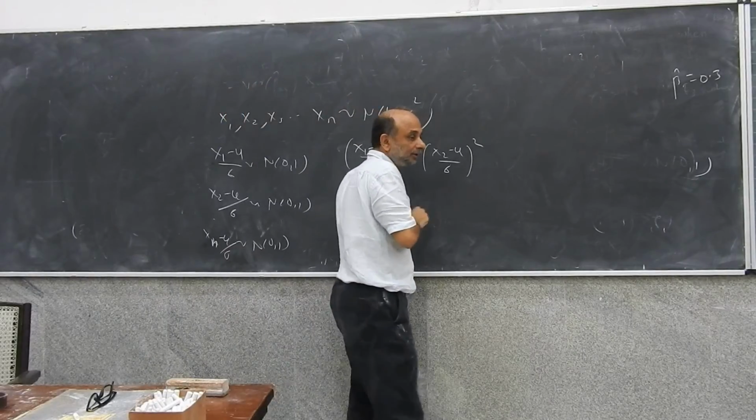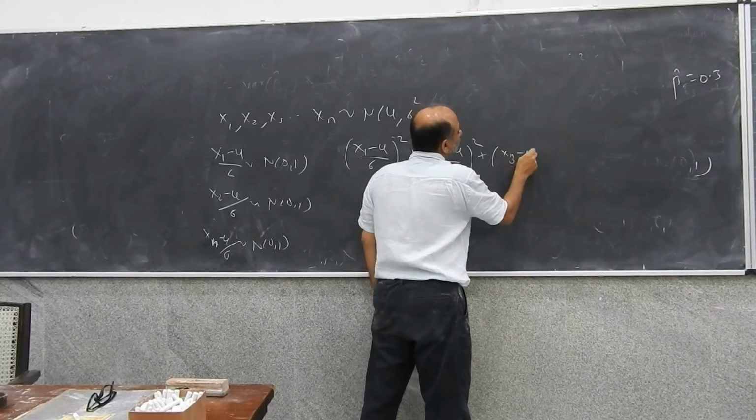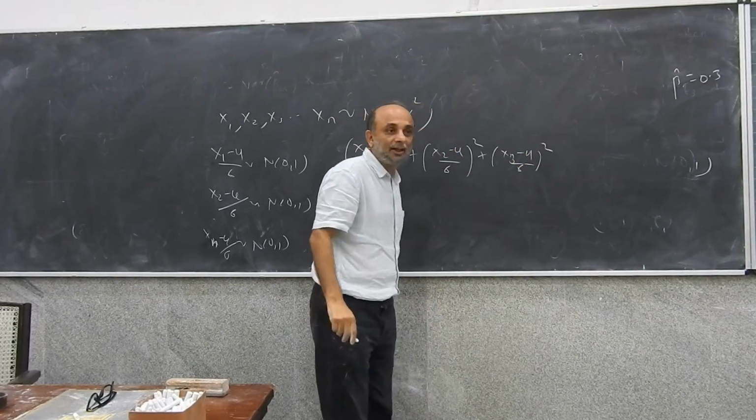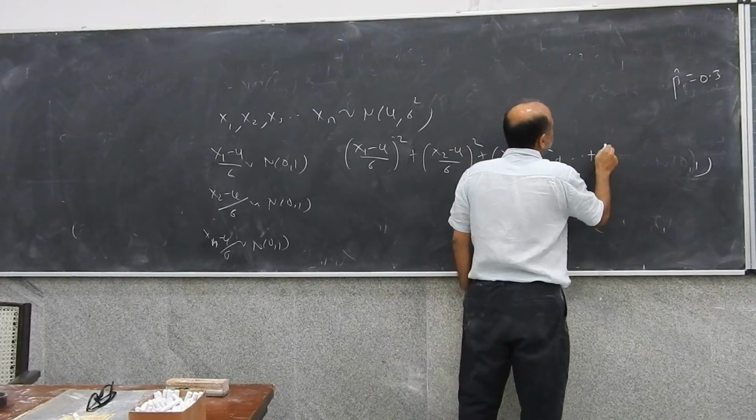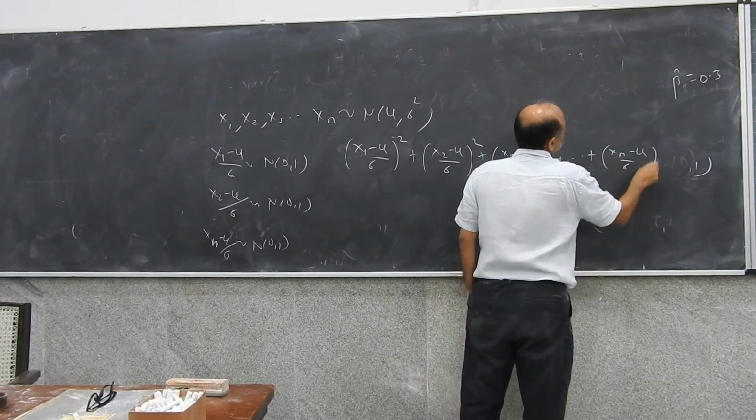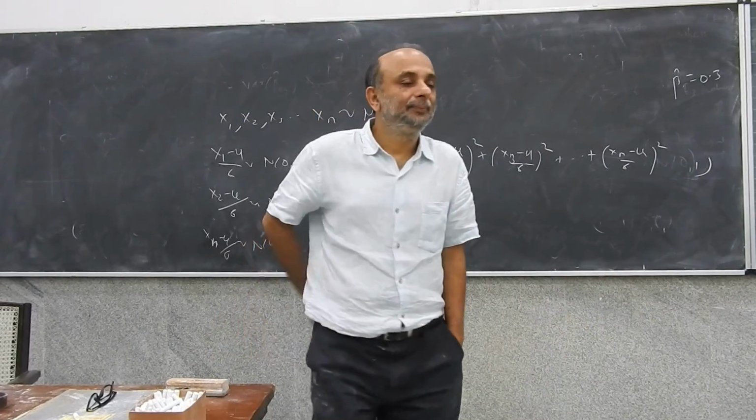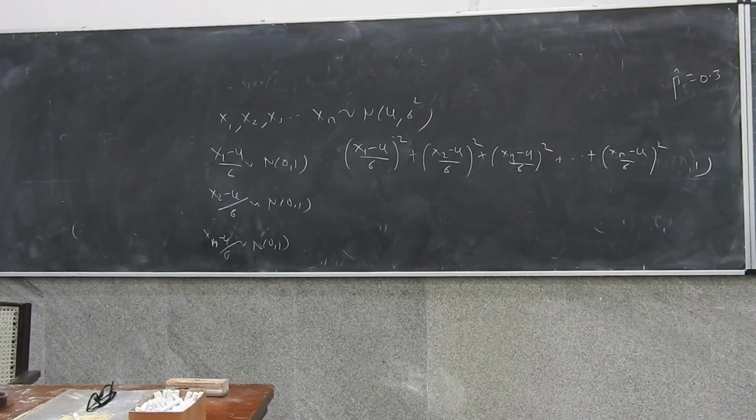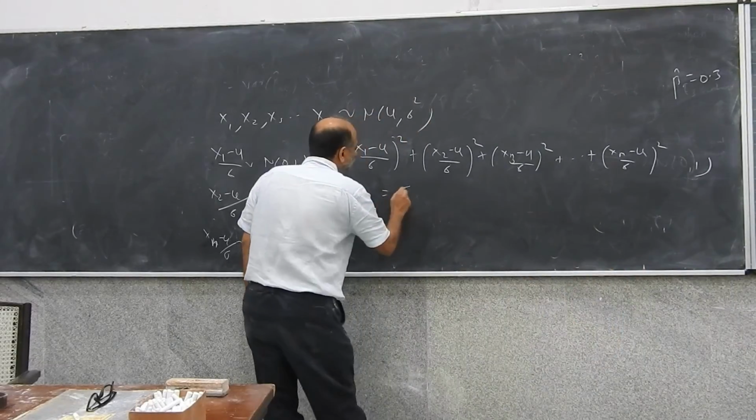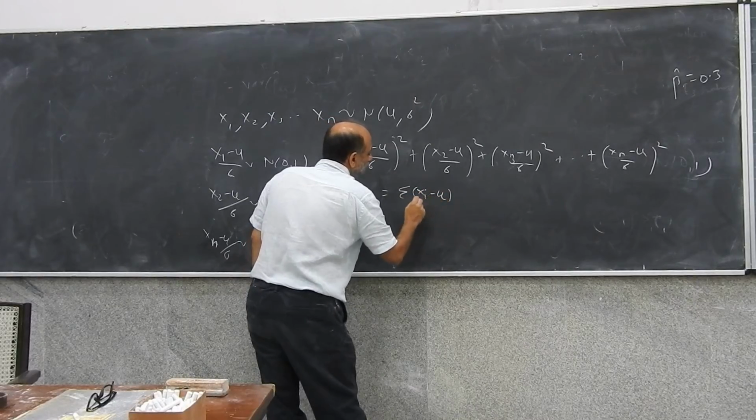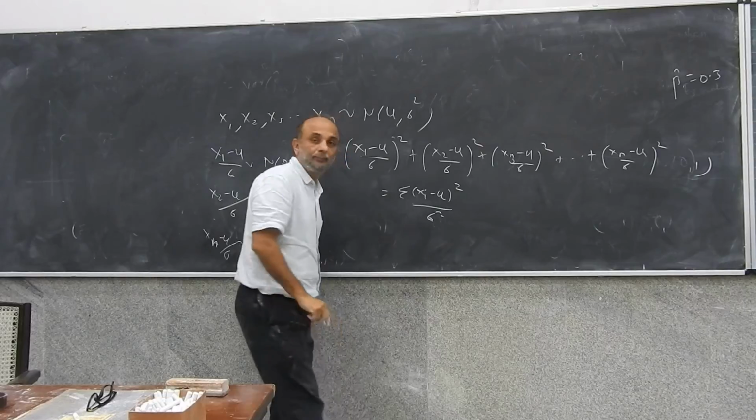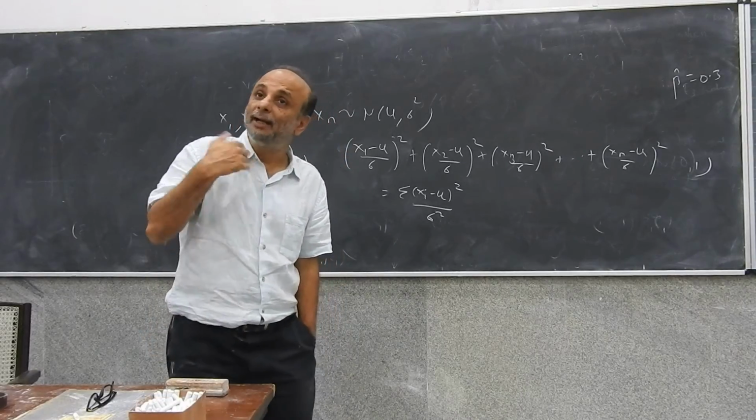You add it to the first. You square the third. Add it to the sum. Like that, you add these n terms: x1 minus mu upon sigma squared, x2 minus mu upon sigma squared. You get a new random variable. This sum will also be a random variable because x1, x2, x3, xn, whichever you take from the sample, will differ from sample to sample. So this sum, which we will call chi-square, will also be a random variable.